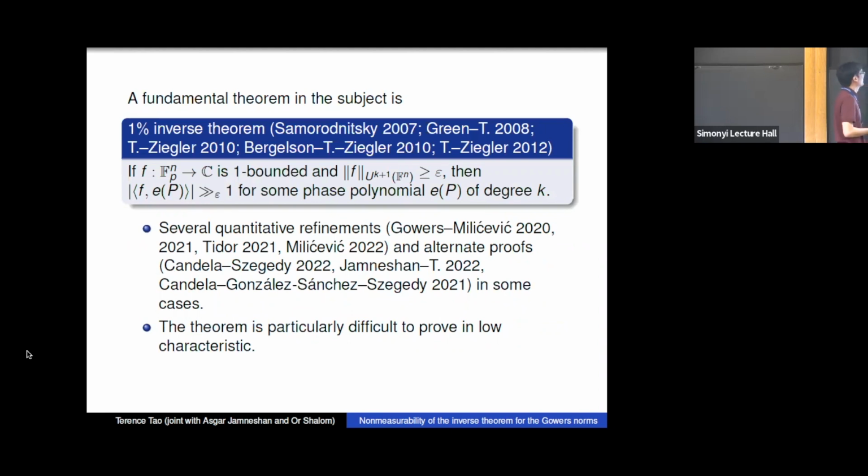Okay, so if a function has a Gowers norm of at least, say, epsilon, then you do correlate with a phase polynomial of that degree. But that's hard to prove. So there are now lots of proofs, and special cases have special proofs and so forth. It's particularly hard to prove in low characteristic, but okay, I could give a talk just on this, and there probably has even been one, but it's a known theorem.